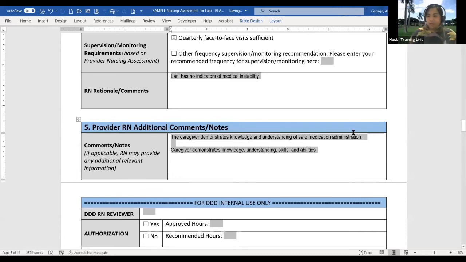Okay. All right. So then the provider nurse will submit this completed nurse delegation assessment to the DDD-RN and to the case manager, and then the DDD case manager will review it with the DDD-RN. Whew, that was rough. Too many DDDs in there, okay?